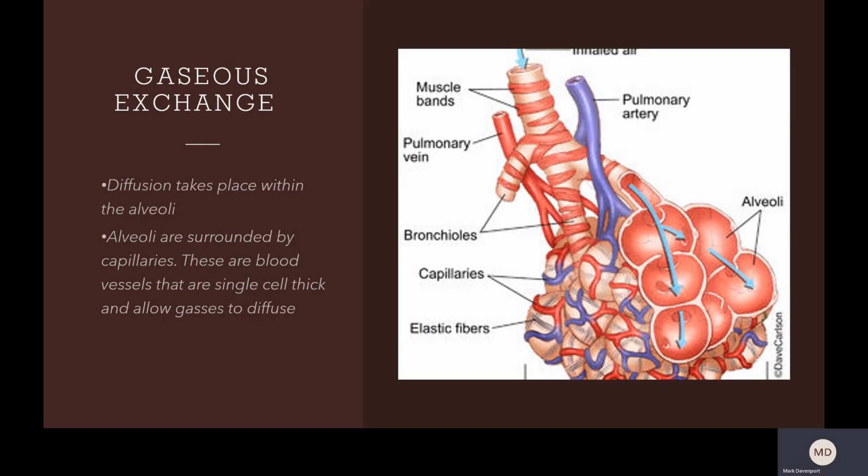Here we go. So gaseous exchange. Diffusion takes place within the alveoli, which are these little air sacs. Alveoli are surrounded by capillaries, as I just mentioned, and these are blood vessels that are a single cell thick and allow gases to diffuse within there. So really small.